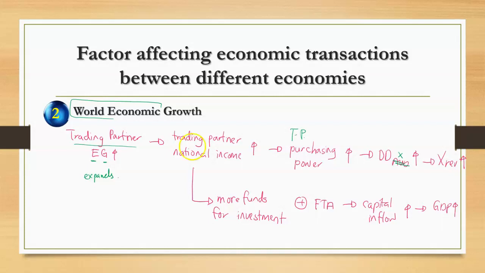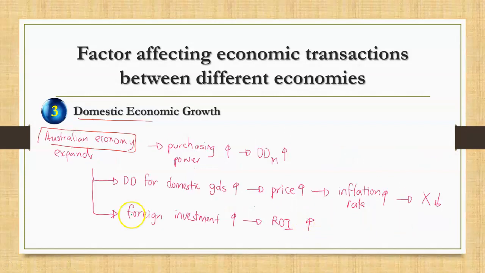Besides, if our trading partners' economy were to expand, they have more income, they will have more funds available to invest in their country or invest abroad. If they were to invest abroad, they may choose Australia if we have a free trade agreement with them, because that will make it easier to invest in Australia. Therefore, in the Australian case, we will get more capital inflow. Now again, you don't have to stop at GDP, you can just stop at capital flow because we are talking about economic transactions.